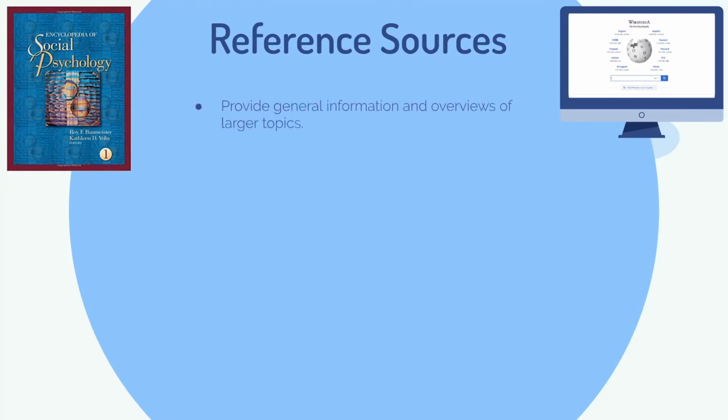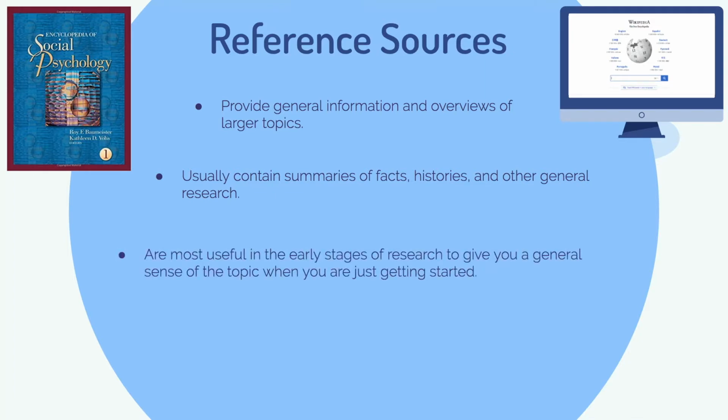Reference sources provide general information and overviews of larger topics. They usually contain summaries of facts, histories, and other general research. They're most useful in the early stages of research to give you a general sense of the topic when you're just getting started. They can also provide you with recommendations for more in-depth sources.